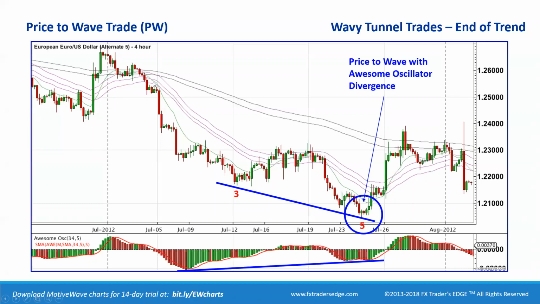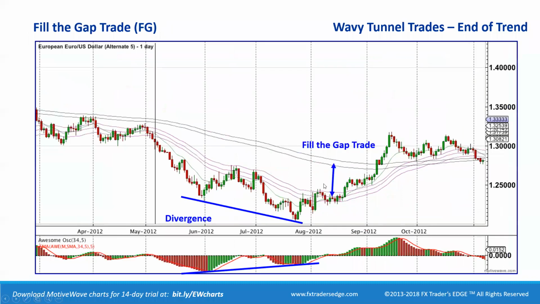Once the market does complete its 5-wave cycle and we do see divergence, then we have the price to wave with awesome oscillator divergence. This is the end of trend trade. That's the PW. And then it's followed by the fill the gap trade.